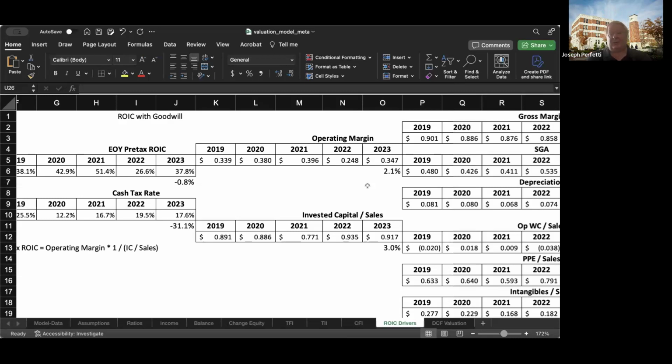Where they really got challenged was in invested capital to sales. In 2019, they were spending 89 cents per dollar of invested capital to drive a dollar of sales. By 2023, they were spending almost 92 cents, 91.7 cents. That's a 3% increase. So the reason for the slight decline in pre-tax ROIC was the slight worsening in productivity.